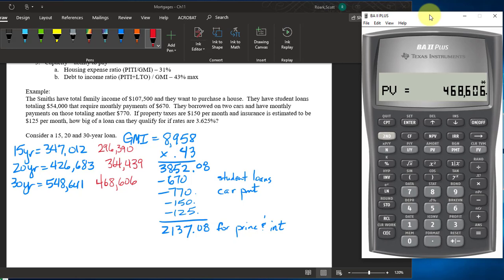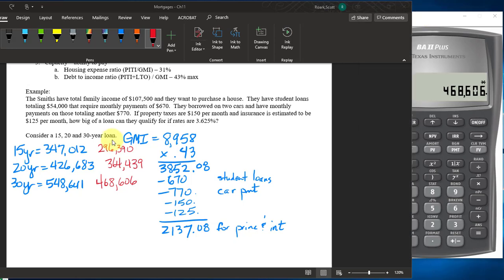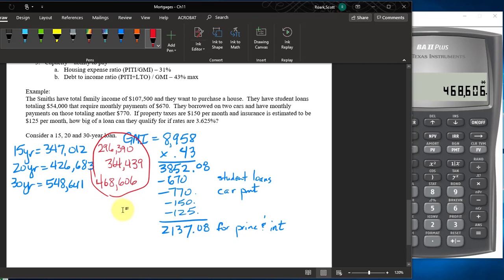You pick the lower of these, and so the binding constraint is going to be part B, because these people, the Smiths, have such large student loan and car payments required. That's really eating into their ability to get the mortgage. Their numbers are going to be these over on this side. That's the maximum loan amount they can get for the different terms based on their circumstances. So that is an example of walking through some numbers, putting together the housing expense ratio and the debt to income ratio, finding out what a borrower can afford. That wraps up this video and this chapter, and I'll see you next time.